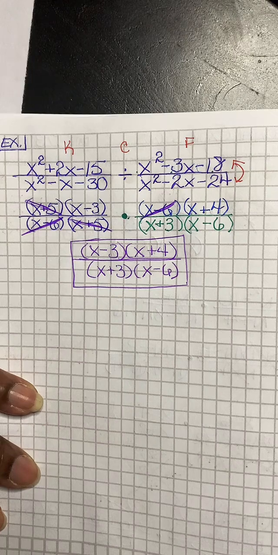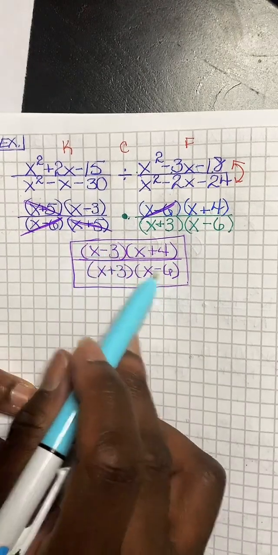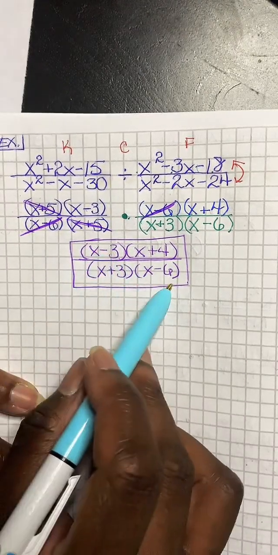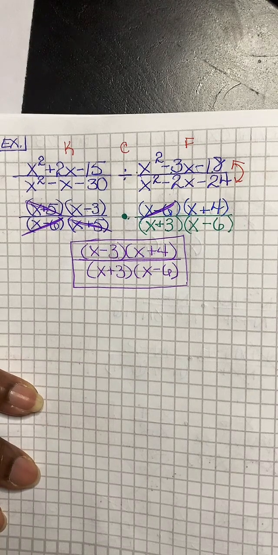So now I cannot cancel out x minus 3 and x minus 6. They're not the same. Only way to cancel them out is if they're exactly the same. Okay, same sign, same everything.